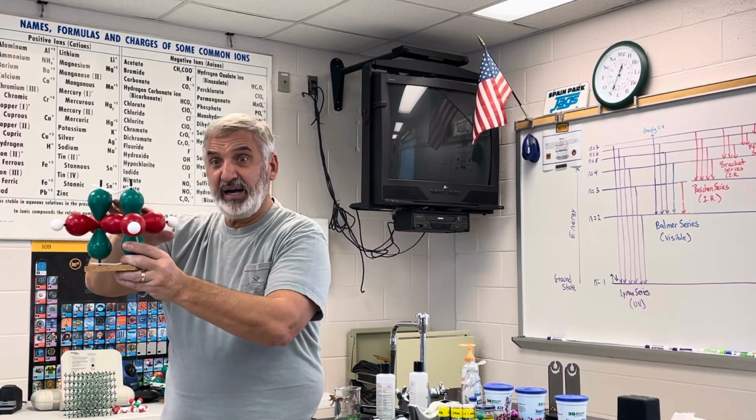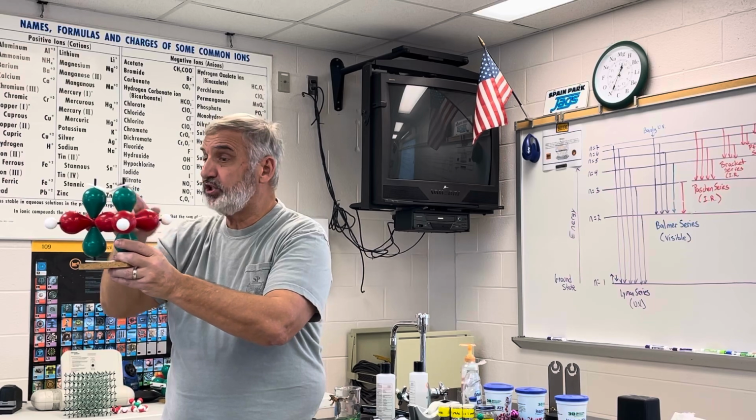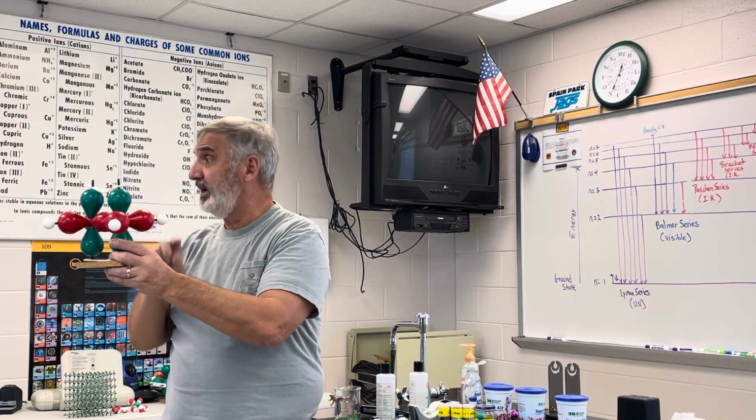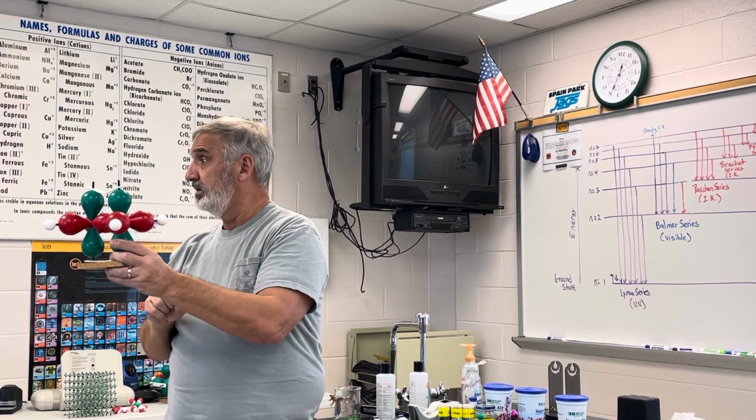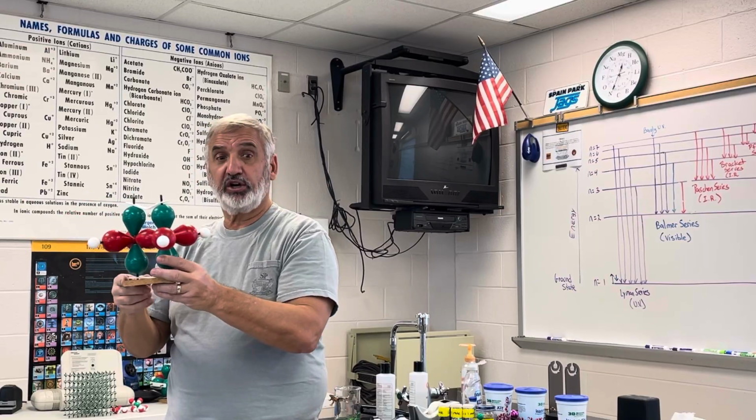But that's the weak bond, that's the one that's going to break. If you break one of the two bonds in the double bond, it's the pi bond that's going to break, not the sigma bond. The sigma bond is the much stronger bond.